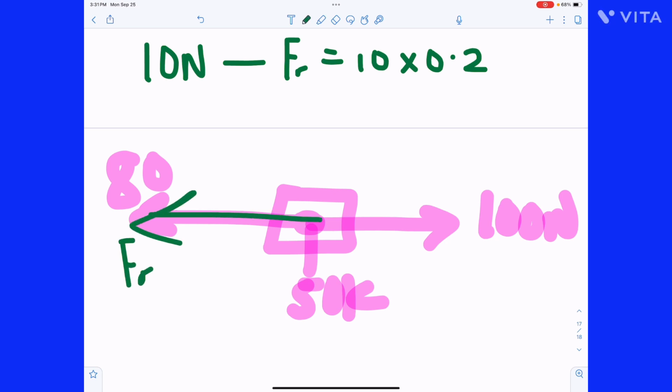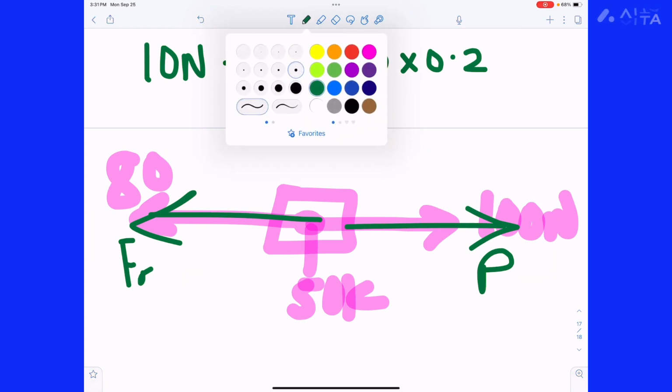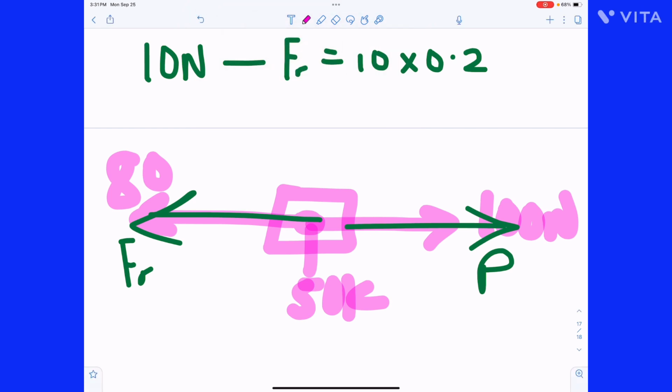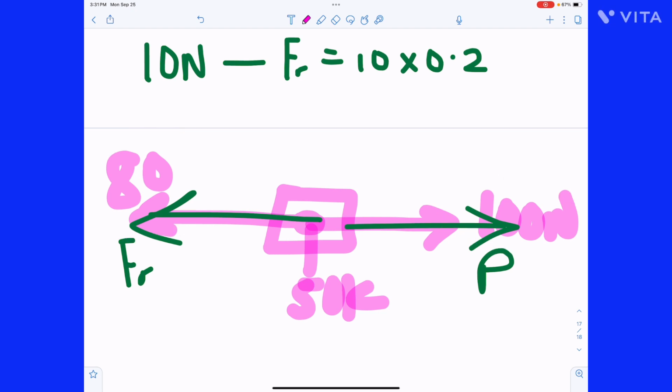FR. My applied force is pushing it this way. P is equal to 100 Newton. This one will definitely overcome this 80 Newton. Can you see what I'm showing you? 100 Newton will overcome 80 Newton. So it means that the object or the box will start moving to the right with force F net.